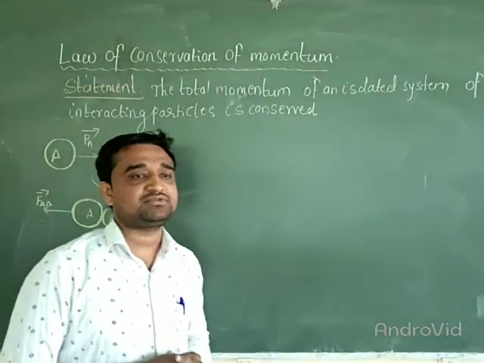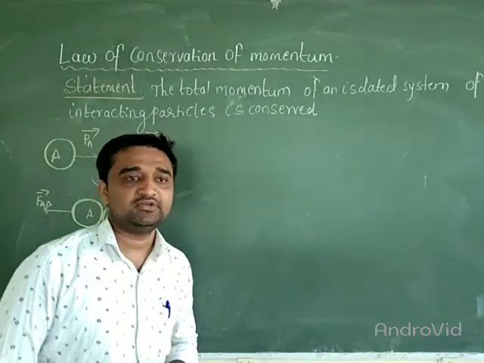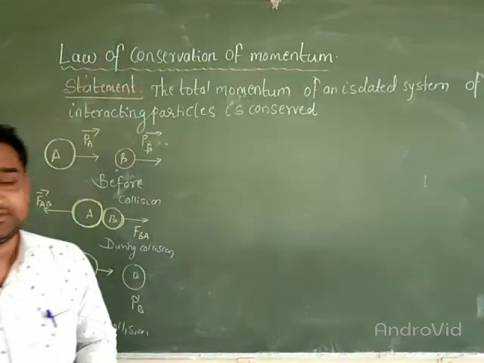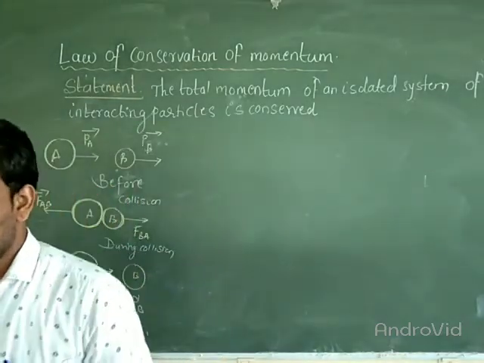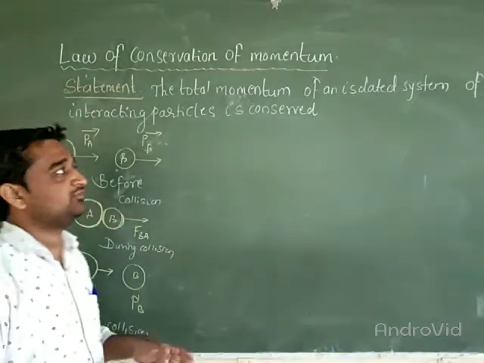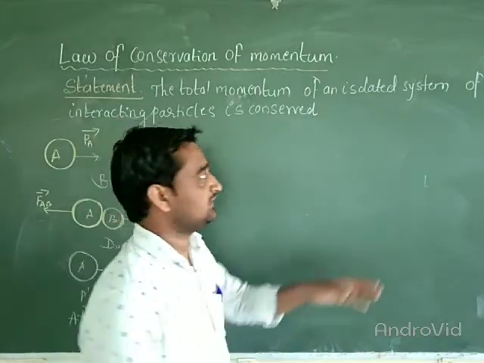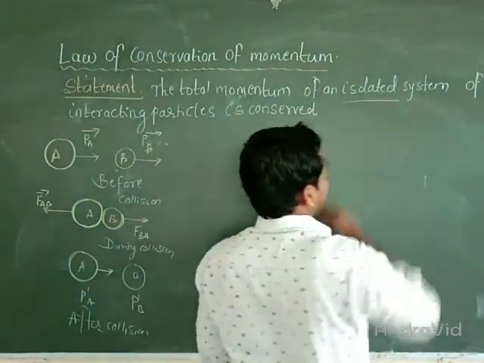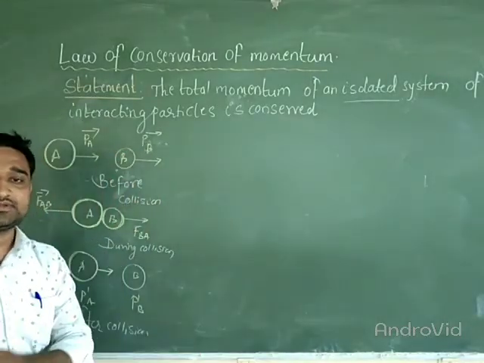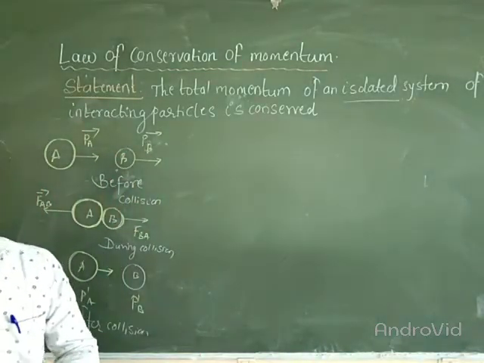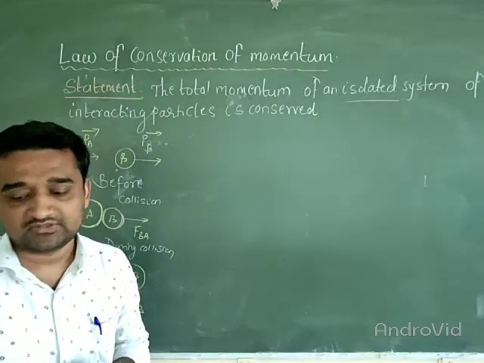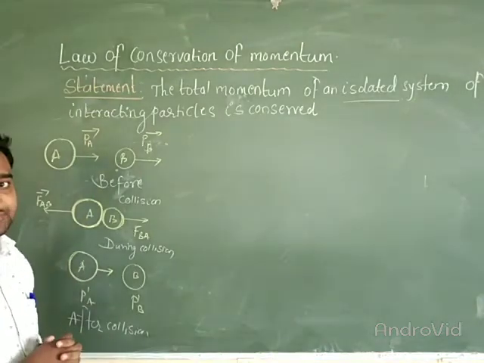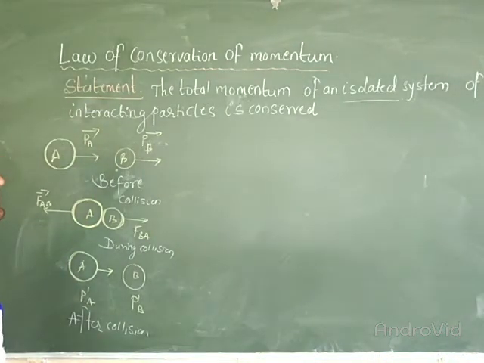But when a system consists of a very large number of bodies, two or more bodies, there is a change in the momentum of all the bodies. In those cases, if the system is free from external forces, it is called an isolated system. An isolated system is a system which is free from external forces. In such systems, the net linear momentum of the system is always conserved or constant. That is called the law of conservation of linear momentum.